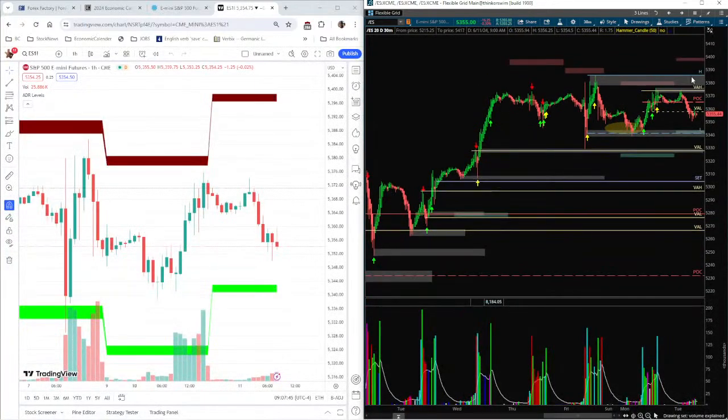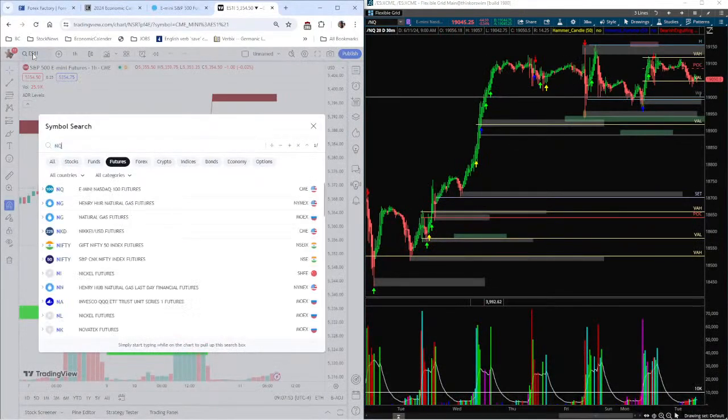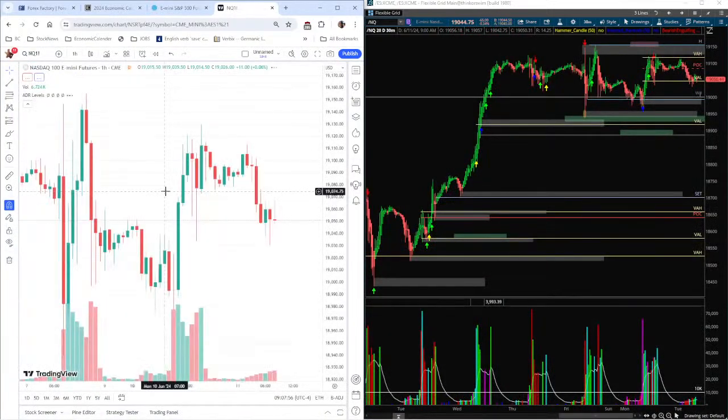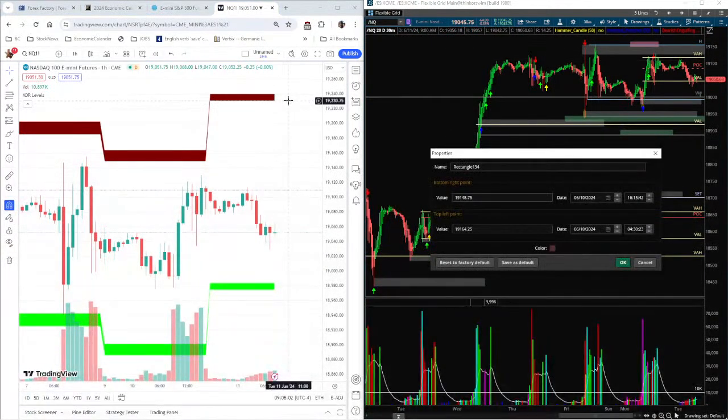All right, so go, and let's do NQ. This is 19,030.75. I think I did it backwards. Yeah, 19... no, I didn't. 19,030.75 is the bottom one. Yeah, and then 19,040.25.